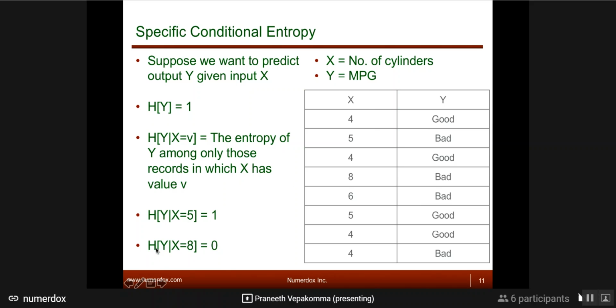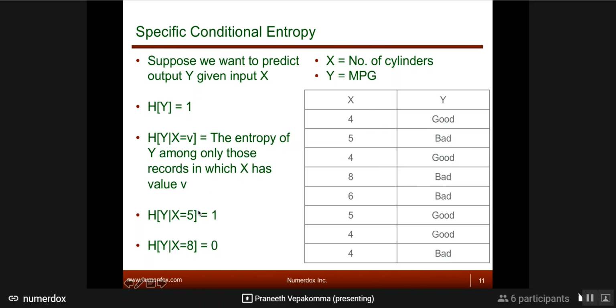Now let's see, H(y | x = 8), where is 8? So for 8, there is only one record and it is bad. So if anyone asks, based on only this data set, if the vehicle has 8 cylinders, what is the certainty of the output? We are 100% certain, which means there is 0 uncertainty. We have 0 uncertainty in saying that it is always going to be bad mileage. So H(y | x = 8) equals 0. So these are the two extreme cases.